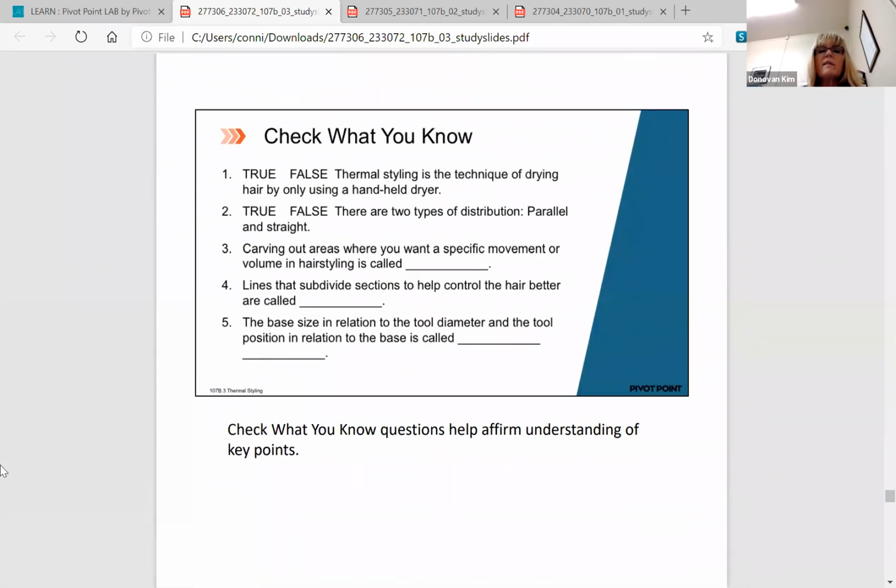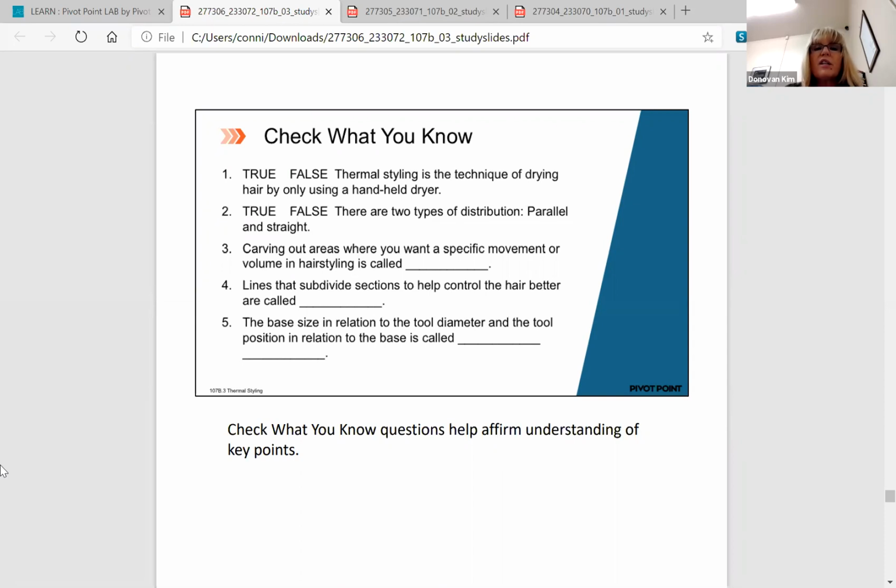Okay, thermal styling is the technique of drying hair by using only a handheld dryer. True or false? False. There are two types of distribution, parallel and straight. That's false also. Carving out areas where you want a specific movement or volume in hairstyling is called, I think that one's molding. That's what I thought it was, manipulating, but that's the same thing, isn't it? Pretty much. Molding's where you want it to go, right? So you're carving it, you're moving it, you're putting it where you want it.